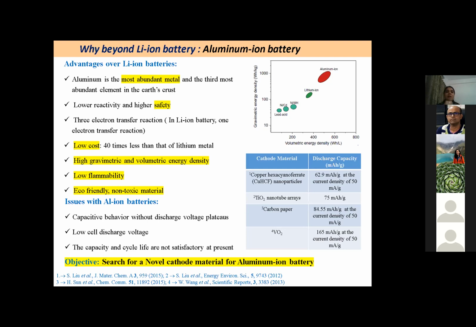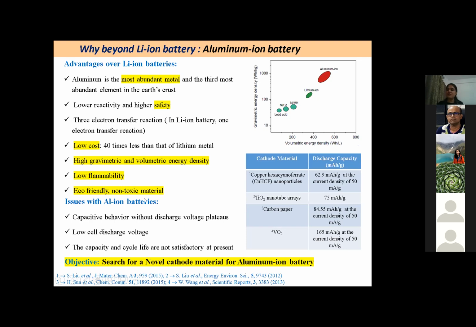People are working on those, but we have selectively chosen aluminium because of its inbuilt advantages. Aluminium is the most abundant metal in the world, so it is low cost, much lower than lithium, and you can get it in huge amounts. There is no deficiency in availability, and it is safe, so you don't need to think about the kind of safety issues you have with lithium. It also has a high gravimetric and volumetric energy density, low flammability, and eco-friendly, non-toxic materials. But of course there are some issues.